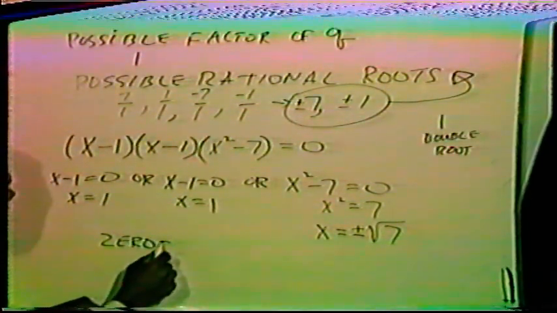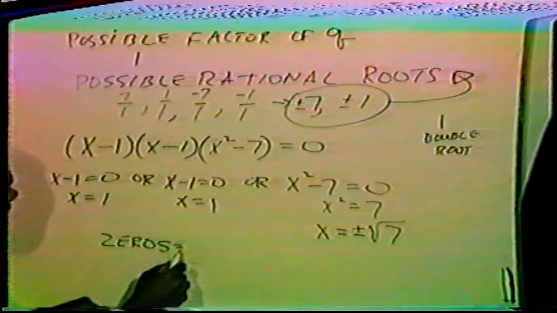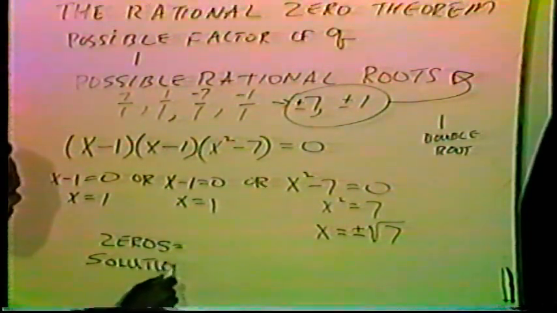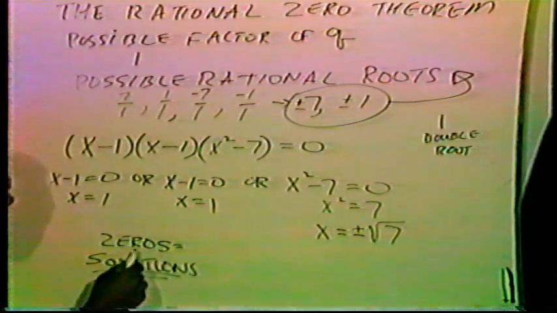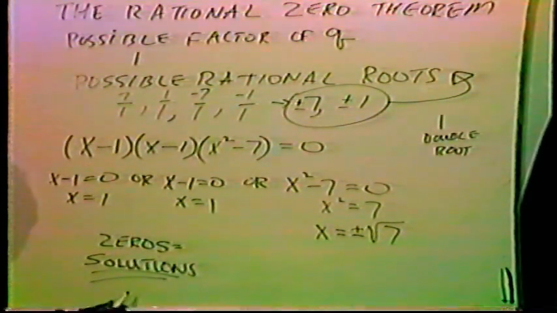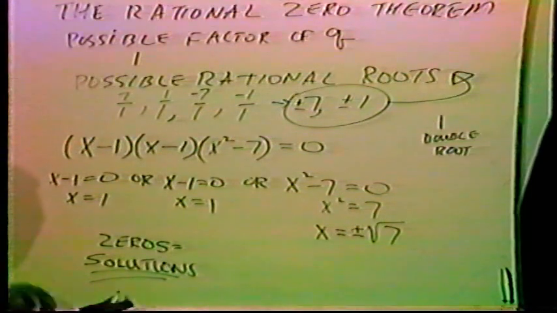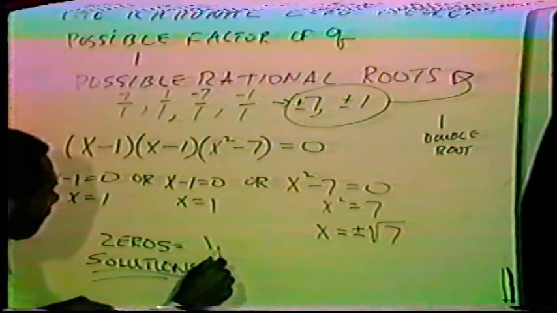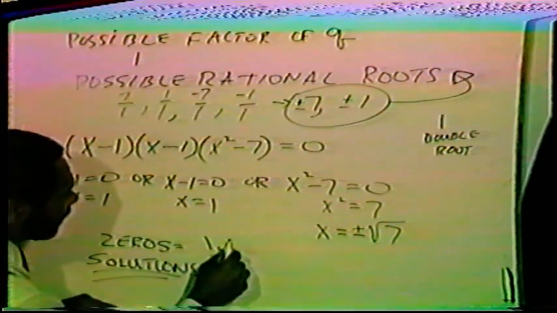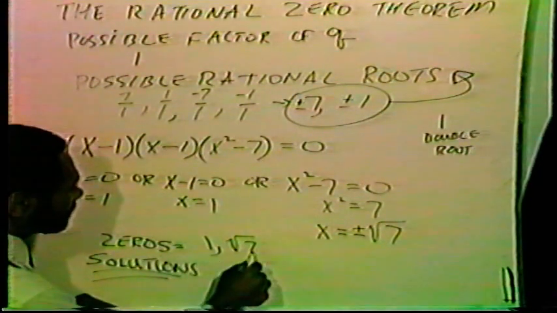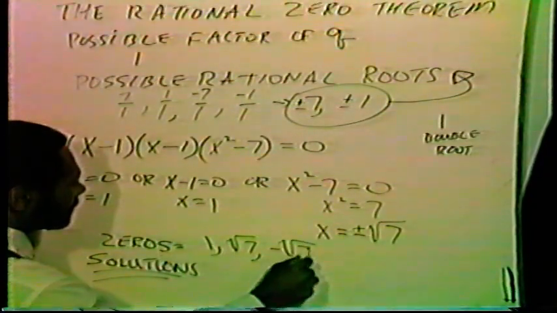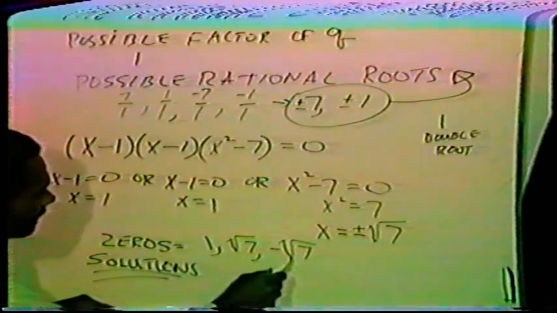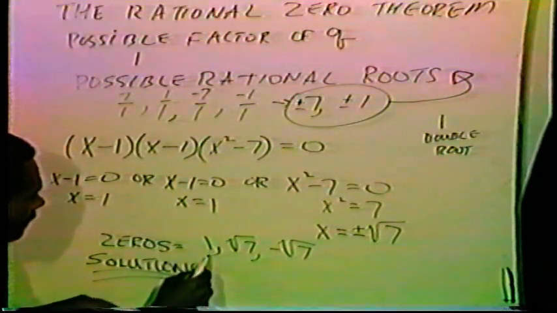So for the zeros, which is the same as the solutions, the zeros are the solutions to the polynomial equation. It's also the roots of the polynomial equation. So for the zeros, we would have 1, and we would have a positive square root of 7 and negative square root of 7. So these are irrational zeros, or irrational roots here, positive square root of 7 and negative square root of 7. 1 is a rational root.